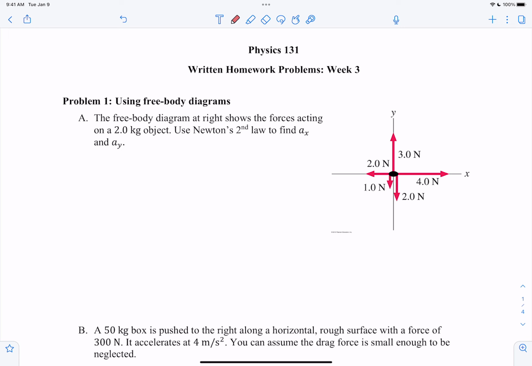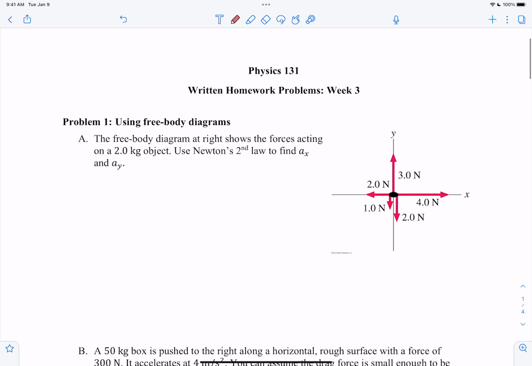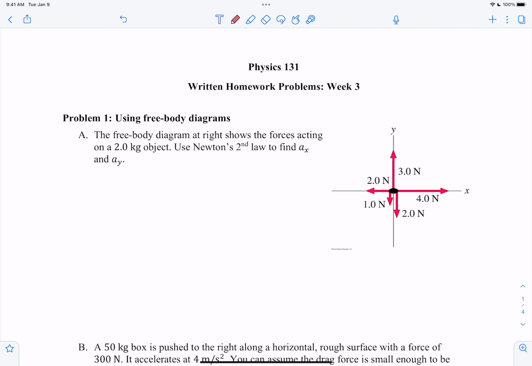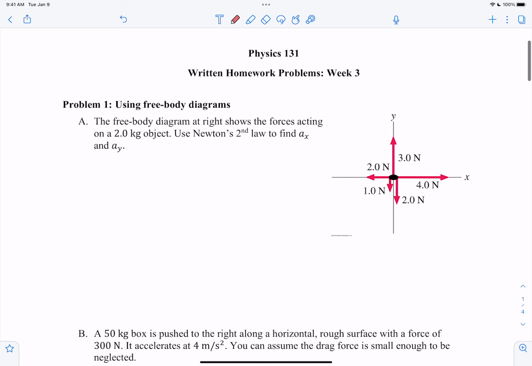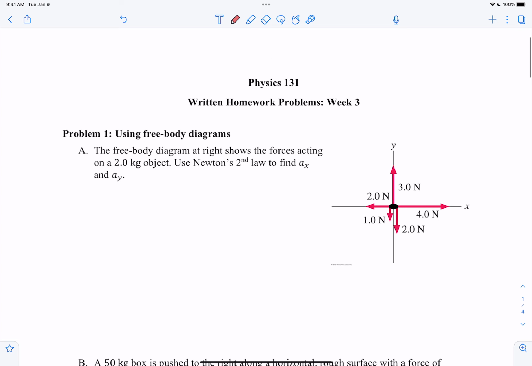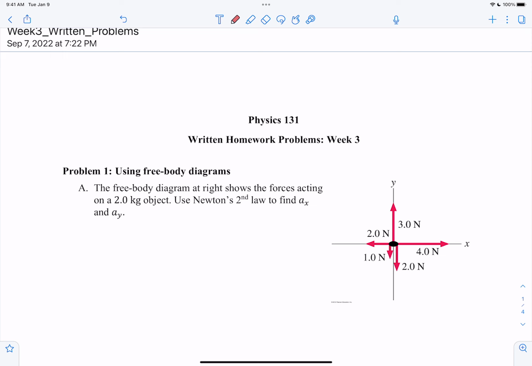Yeah, okay, cool. So, first problem, using free body diagrams. So, part A says the free body diagram at the right shows the forces acting on a 2 kilogram object. It says to use Newton's second law to find ax and ay, right? So, first of all, Newton's second law is F equals ma, right? Force is equal to mass times acceleration, right? So that is Newton's second law.